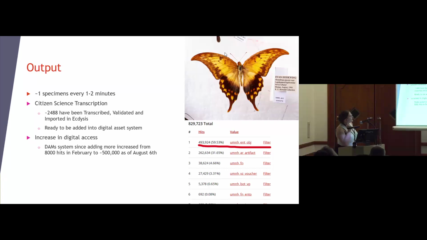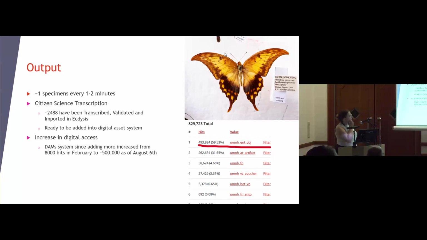Currently, 2,488, that number is very wrong, I haven't updated it, have been transcribed, validated, and imported into our ECDIASYS collections management instance. There we go. And I think, according to my preliminary calculations, we'll have done probably about 10,000 this year at the rate we currently continue at, especially now that I've stolen my student back from her.